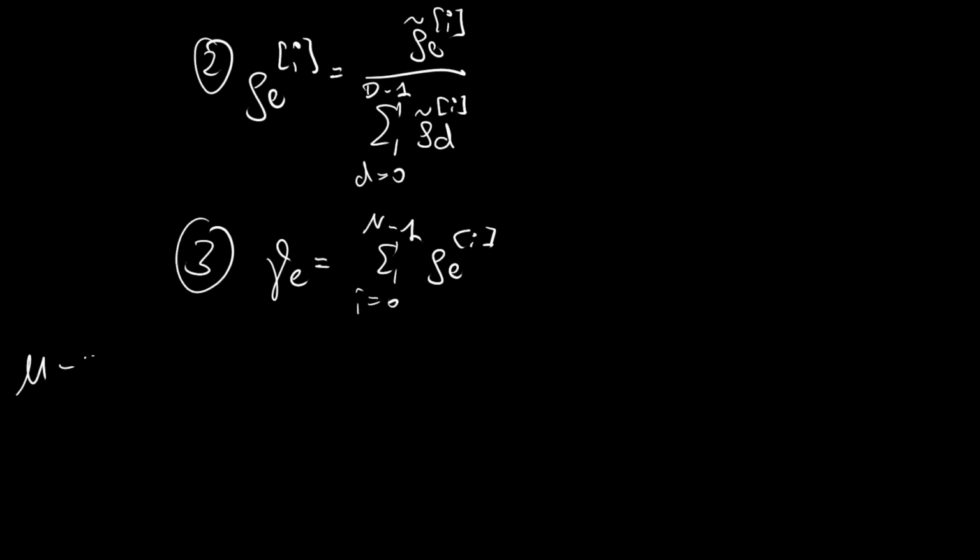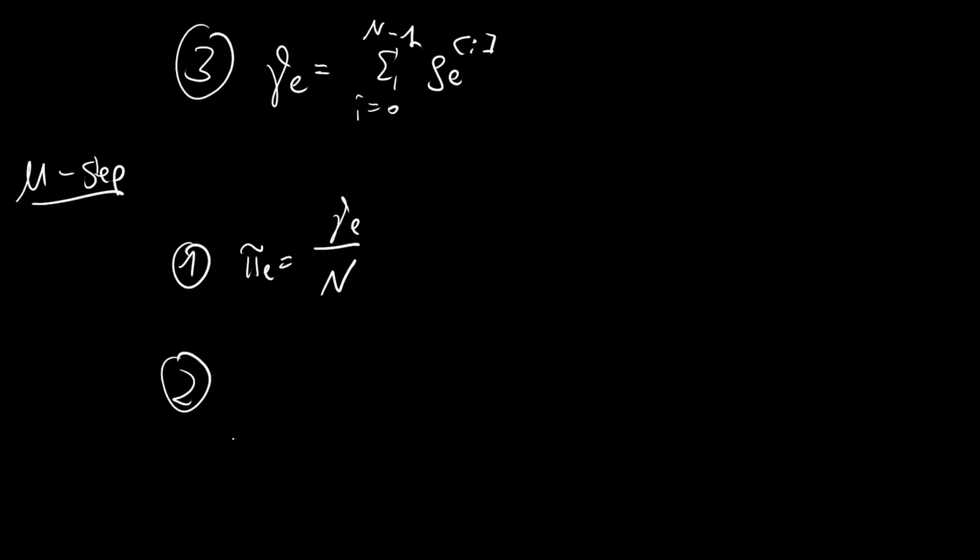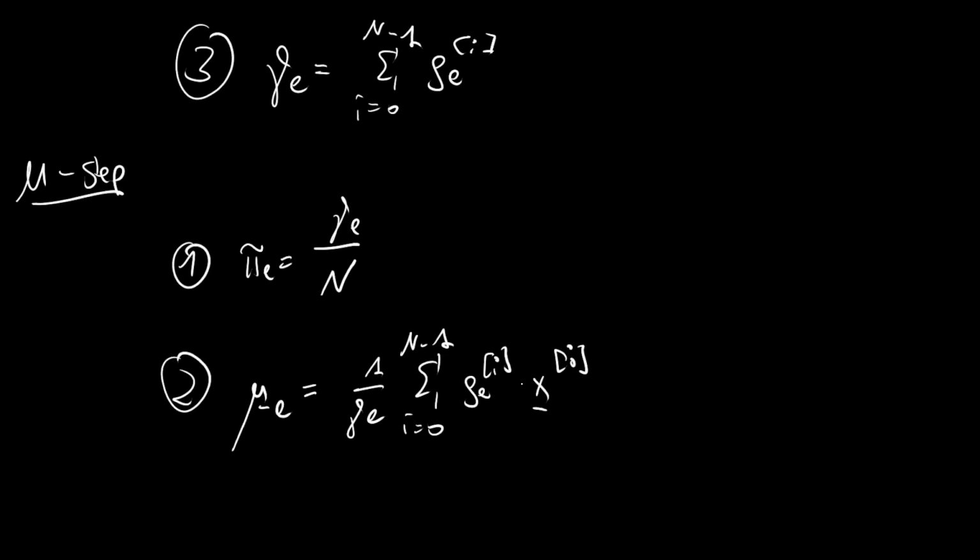And then let's just use the M step. And the M step consisted of 3 updates. First, for the pi vector, which is pi E, that is given as the class responsibilities divided by N, which is the total responsibility mass. Then for the second point, we had the update for the mu E, which was 1 over gamma E times the summation from I equals 0 to capital N minus 1 over rho E I. And then we had our x I observation here.